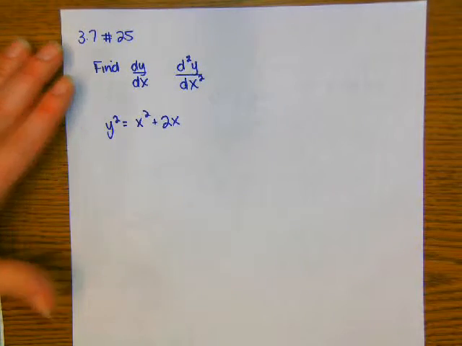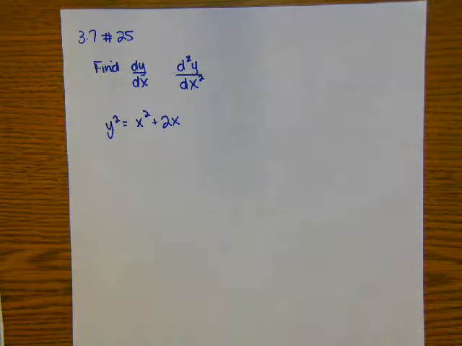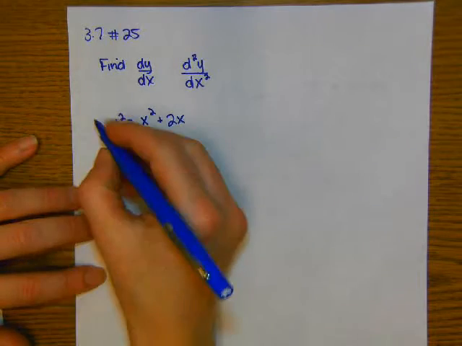This was, of the examples I did yesterday, probably a step up for some of you, understanding what we have to do for the second derivative. So that's a good example of that. All right, so we're going to take the derivative of both sides.